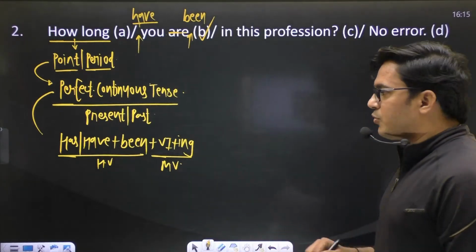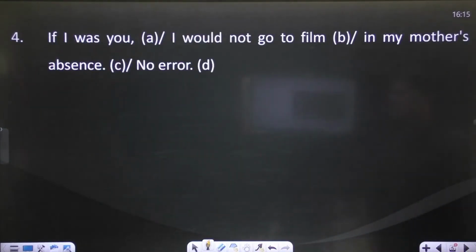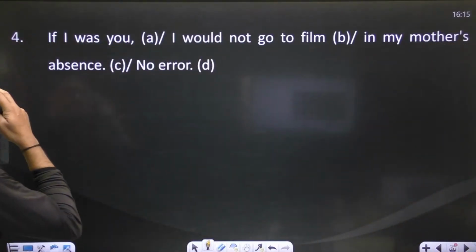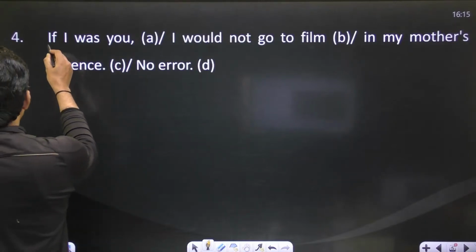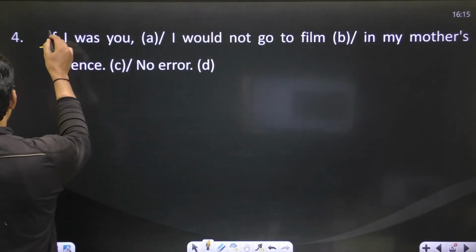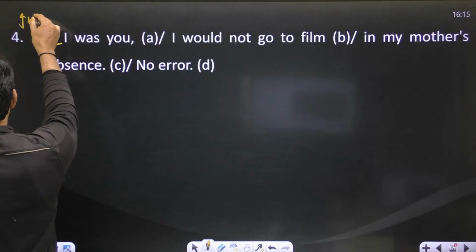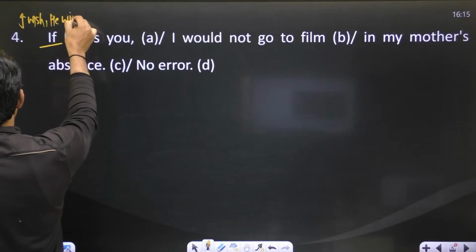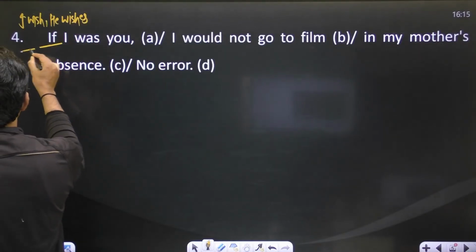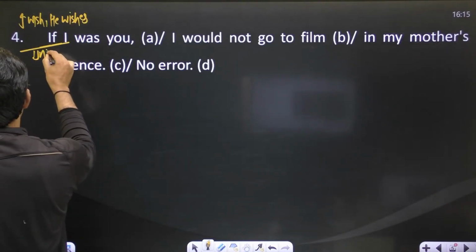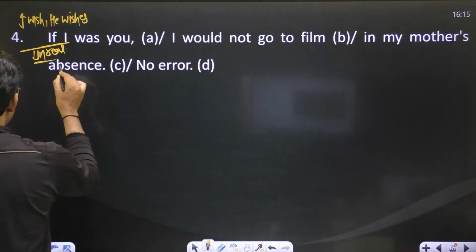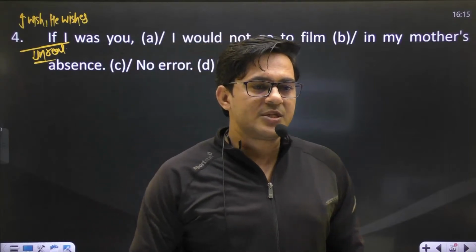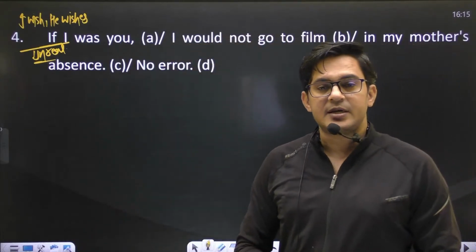Okay, let us move to the next sentence. The sentence is, if I was you, I would not go to film in my mother's absence. Make sure that if you get words like if, I wish, or he wishes, these words make a sentence unreal or imaginary, right? If you use a word like if, I wish, or he wishes, it means these are unreal, imaginary sentences.